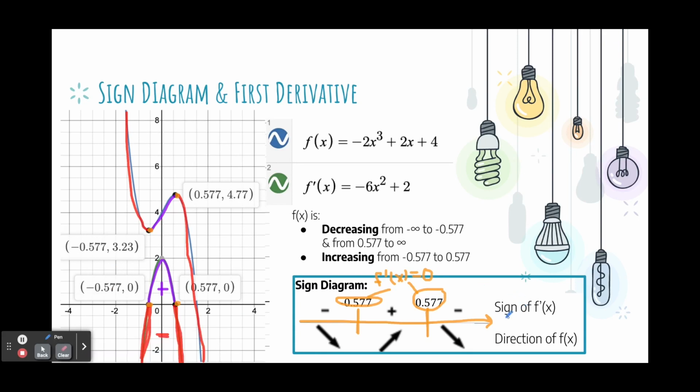If we look at the derivative function, before negative 0.577, my derivative is negative. After negative 0.577 and until 0.577, my derivative is positive. It's above the x-axis. And then again, it's negative after that value. Since our derivative is negative, that means that my function is decreasing. When my derivative is positive, my function is increasing. If my derivative is negative, then my function is decreasing.